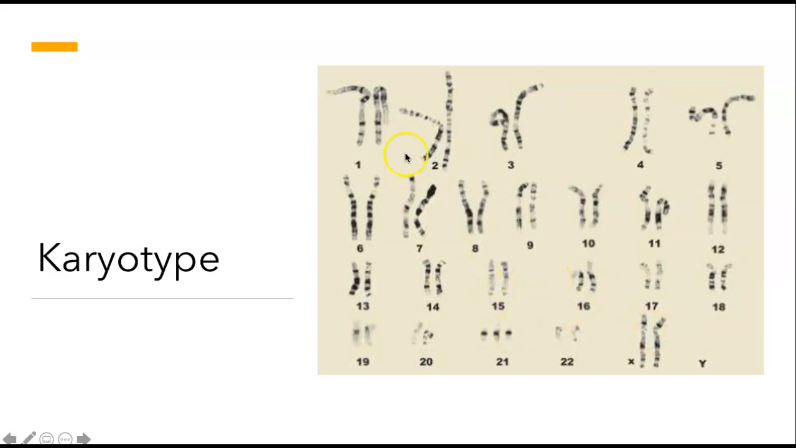And does anything else look weird about this karyotype? Well, if you see, all of them look normal except when we get to 21. And look at that, there are 3 copies of 21. And this is called trisomy 21. If you're familiar with what trisomy 21 is, it is Down syndrome.